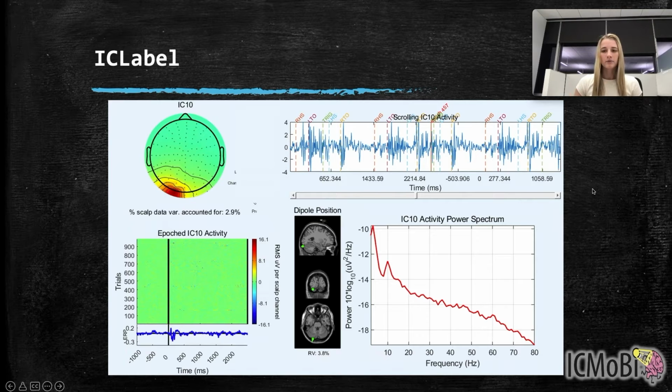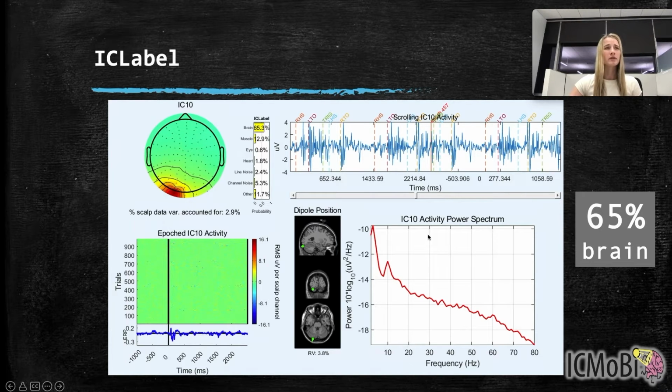However, IC Label classifies this component as a majority brain component, with 65% brain and less than 30% chance being muscle. I was seeing quite a few of these misclassified components in my data, especially for components toward the back of the head, where we see a lot of neck muscle activity. So as you can see, we might not always agree with the labels that IC Label provides us.